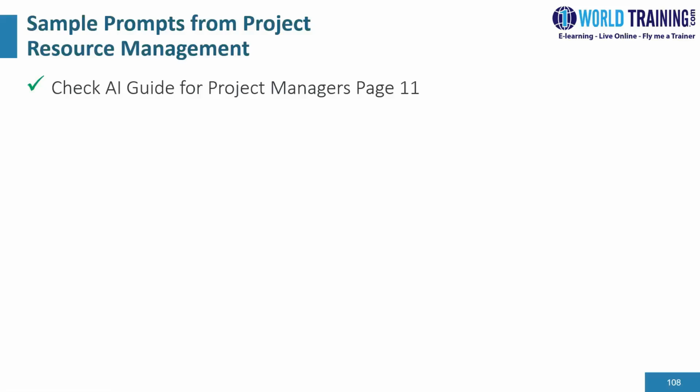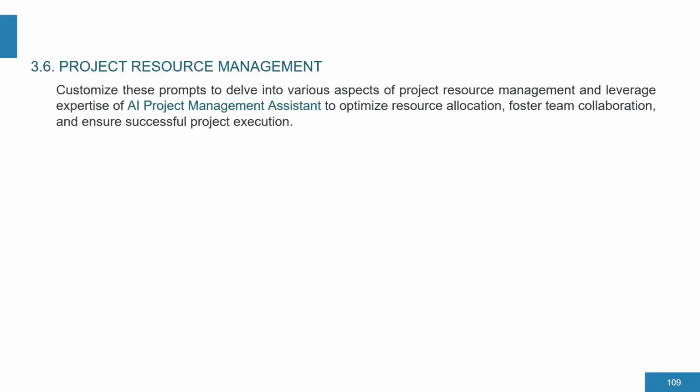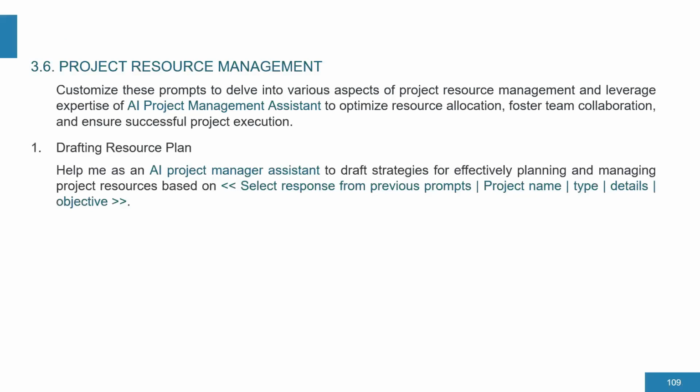Now we will look into the project resource management. The first prompt we can try is: help me as an AI project manager assistant to draft strategies for effectively planning and managing project resources based on my project name, details, objectives, or the response from the previous projects. That will give me some of the strategies that I should apply. So let's try this prompt as a group exercise.